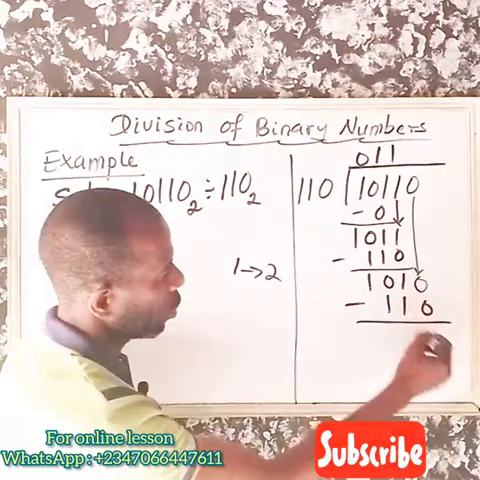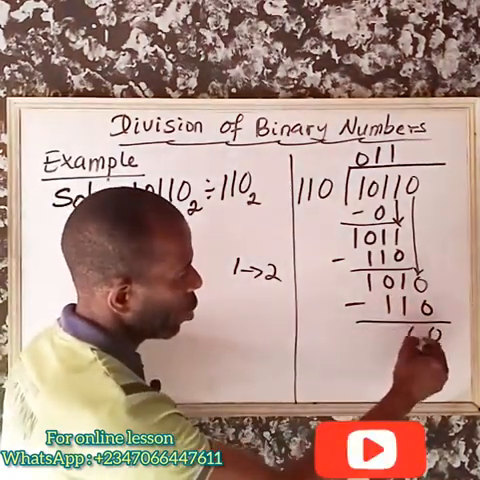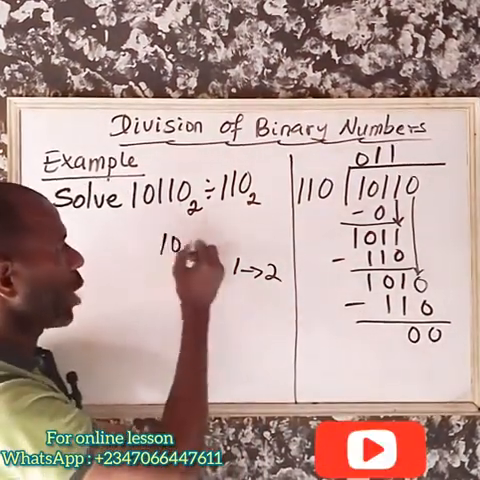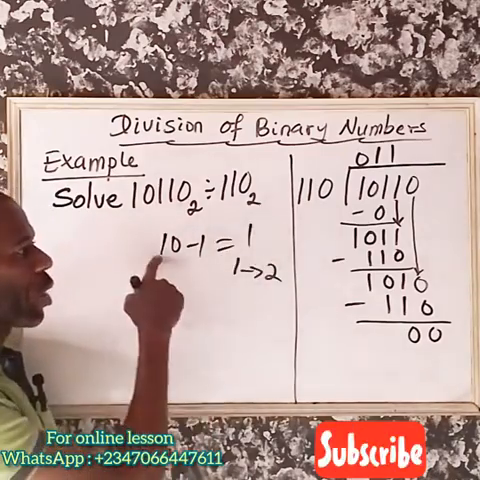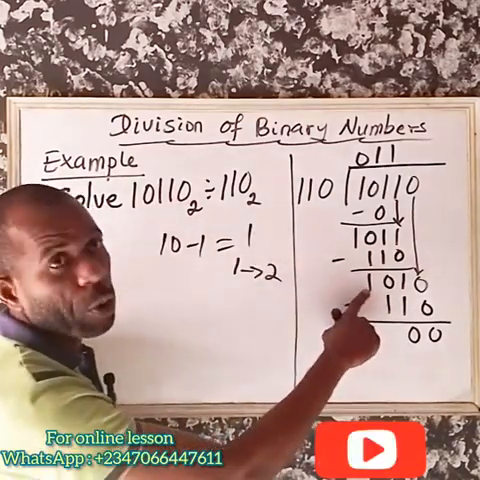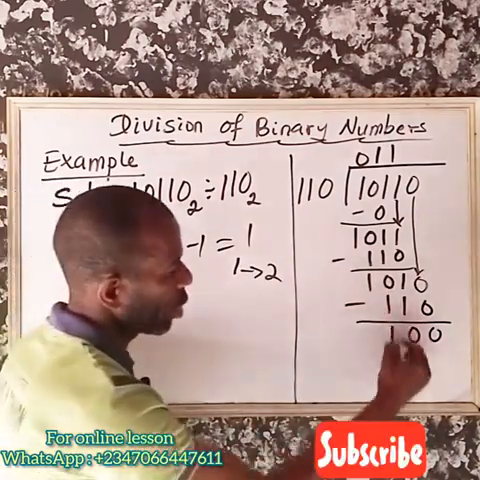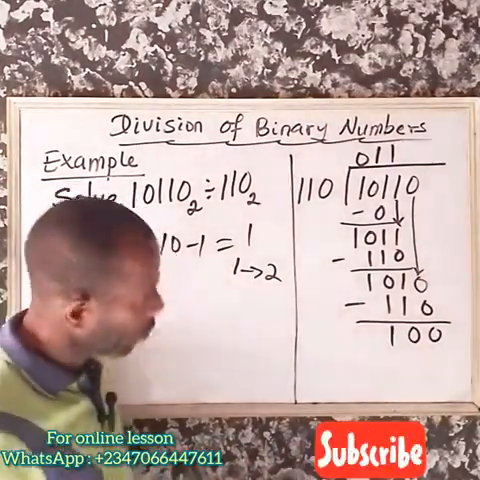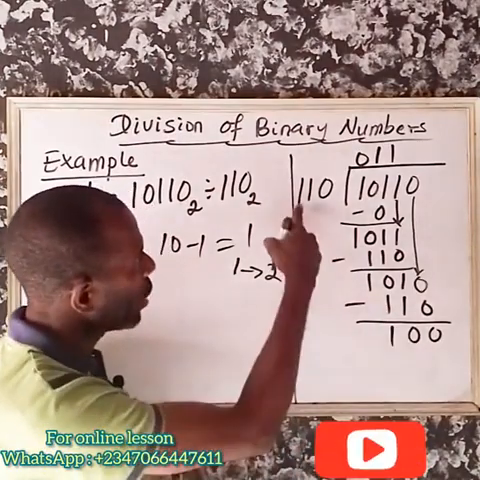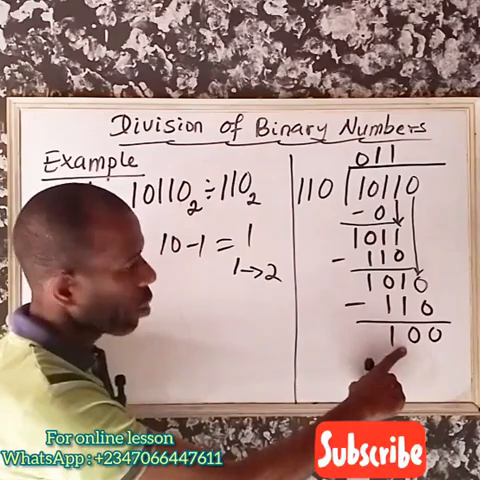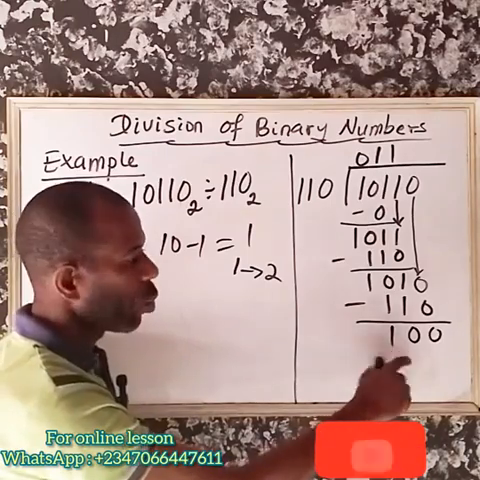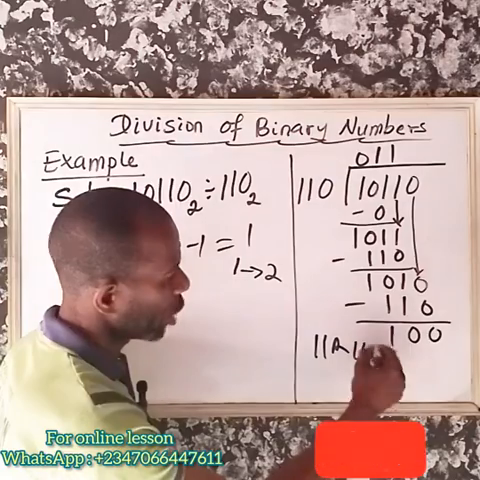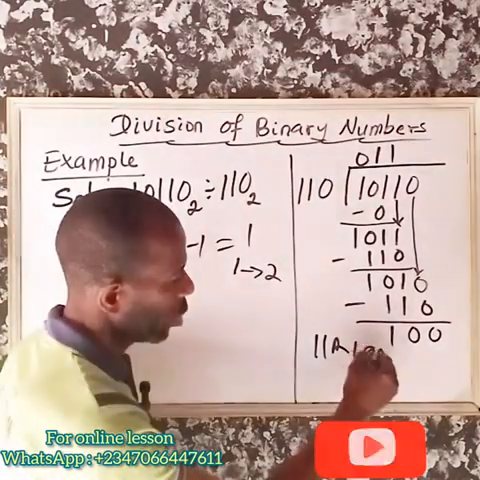Now we have 0 here. 1 minus 1 is 0. But the same thing that happened here, 10 minus 1 in binary is equal to 1. It means we take 1. This one that you borrowed becomes 2. Then 2 minus 1 is 1. So in this case, we can decide to stop here or go further. This one is the remainder, because 110 is greater than this. So we can say 1 remainder 100. This is base 2.